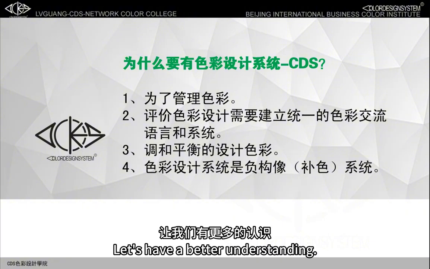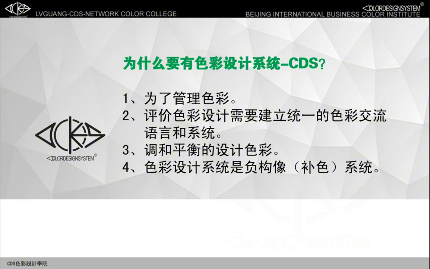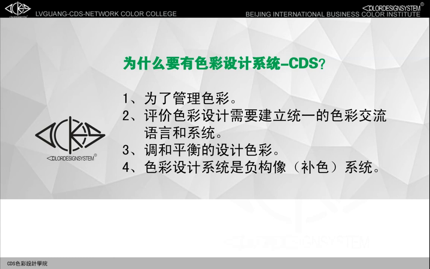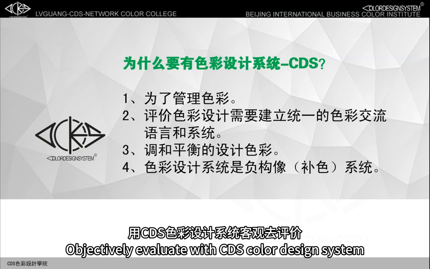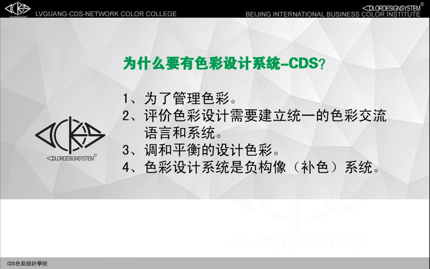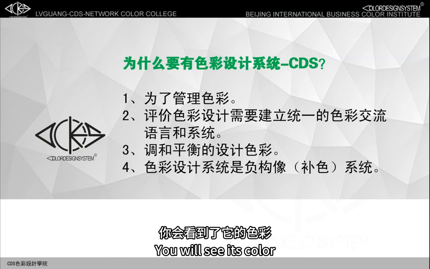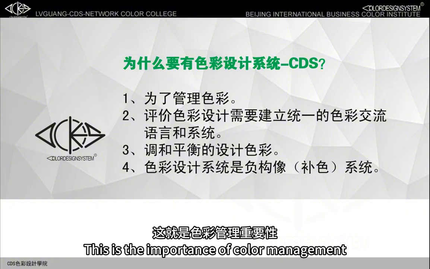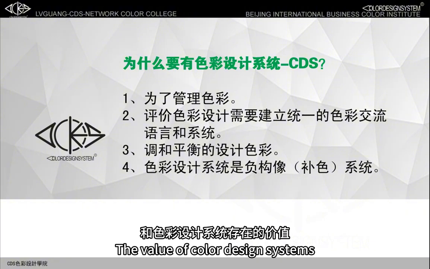Let's have a better understanding. If you took all the works of art in the world and objectively evaluated them with the CDS color design system, you would see the underlying logic of their color and visual harmony. This is the importance of color management, the value of color design systems.